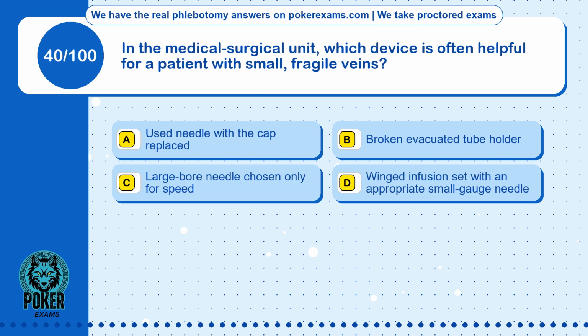Question 40. In the medical surgical unit, which device is often helpful for a patient with small, fragile veins? Option A. Used needle with the cap replaced. Option B. Broken evacuated tube holder. Option C. Large bore needle chosen only for speed. Option D. Winged infusion set with an appropriate small gauge needle.